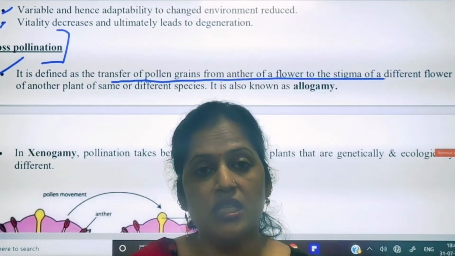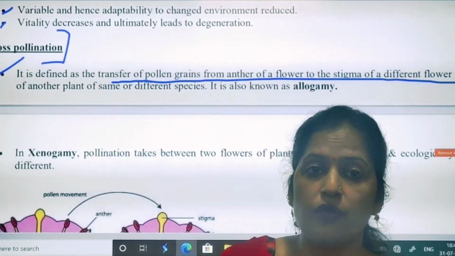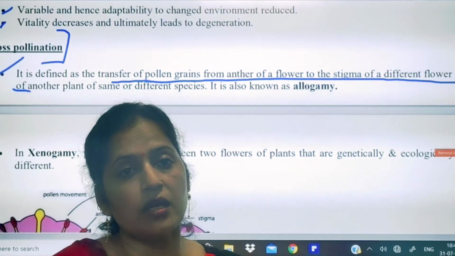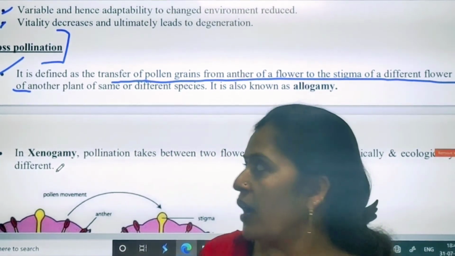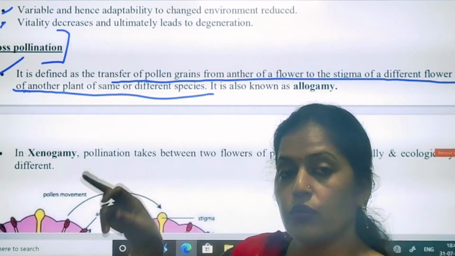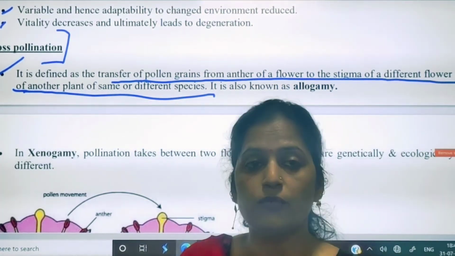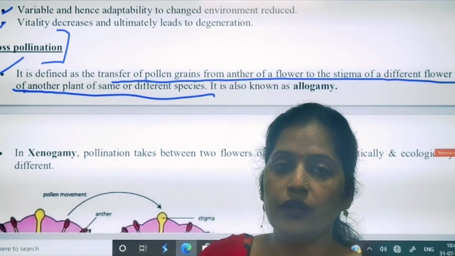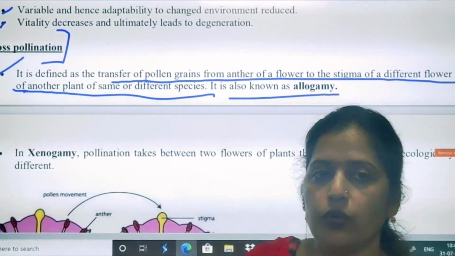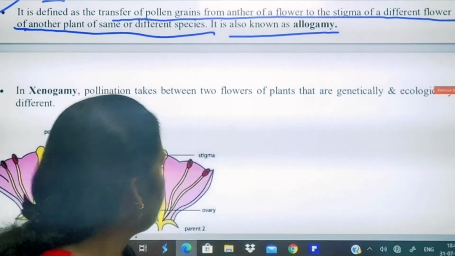इसमें भी सेम प्रोसेस क्या होगा, ट्रांसफर होगा pollen grains का from anther of one flower to the stigma of the different flower. इसमें जो स्टिग्मा ट्रांसफर करेगा वो डिफरेंट फ्लावर पर ट्रांसफर करेगा ऑफ अनदर प्लांट ऑफ सेम और डिफरेंट स्पीशीज. वो दूसरे प्लांट पर जहां वो ट्रांसफर करेगा, आइदर वो प्लांट सेम होगा या फिर डिफरेंट स्पीशीज का होगा. It is also known as allogamy. इसको हम एलोगेमी भी बोलते हैं.